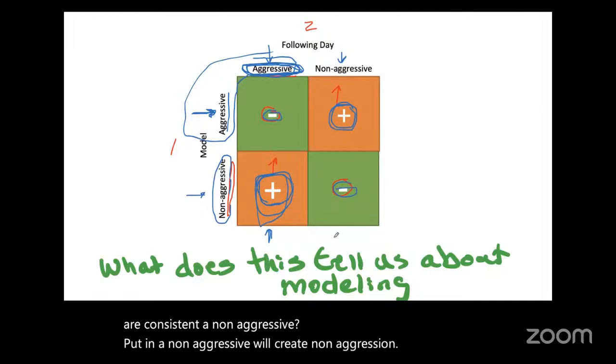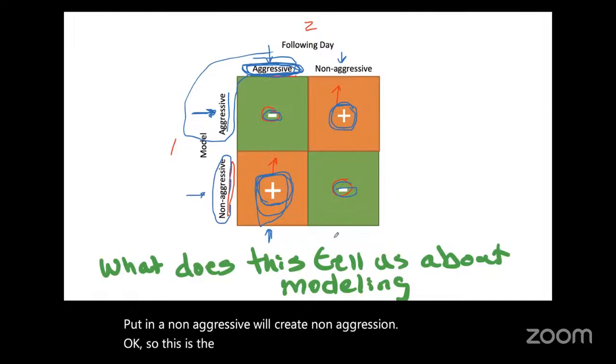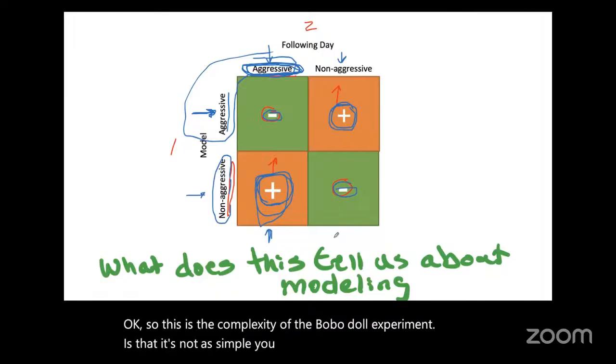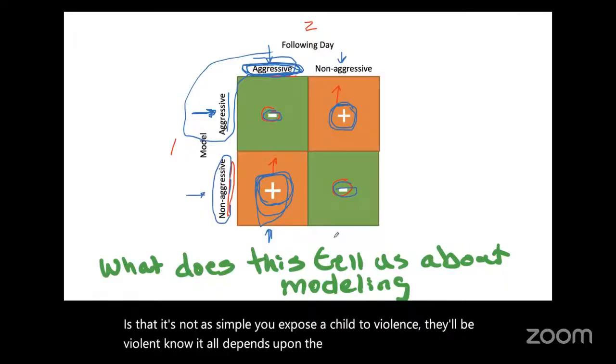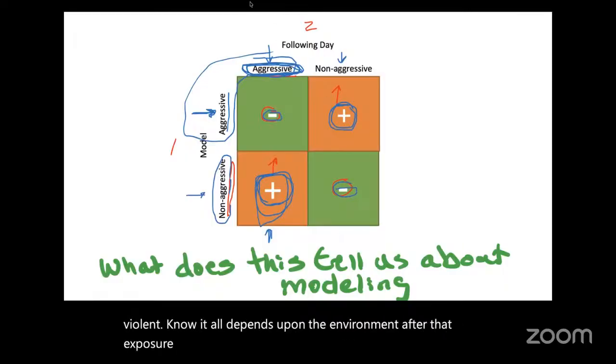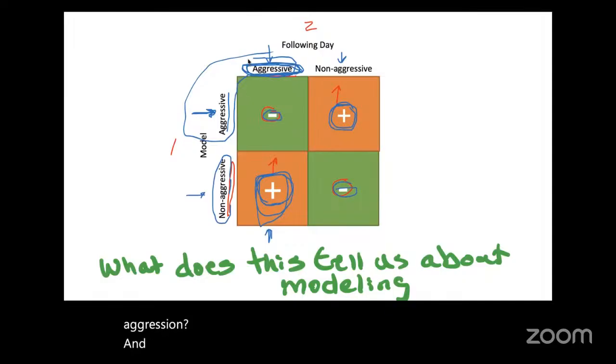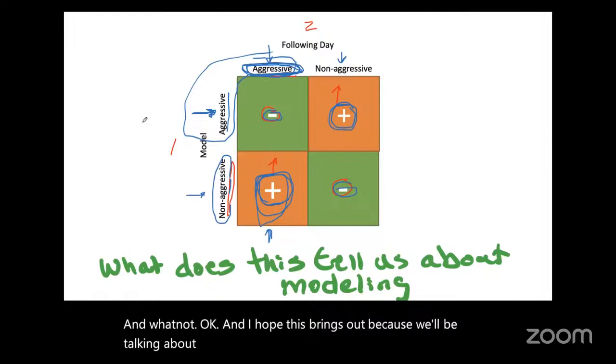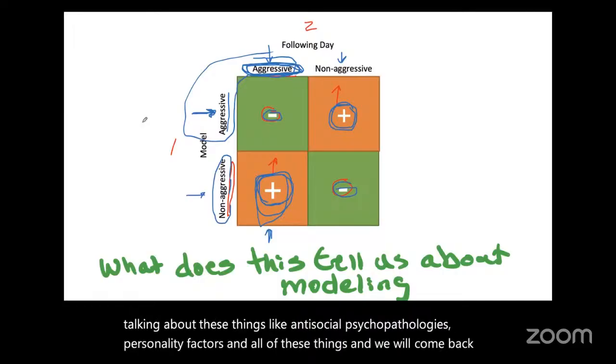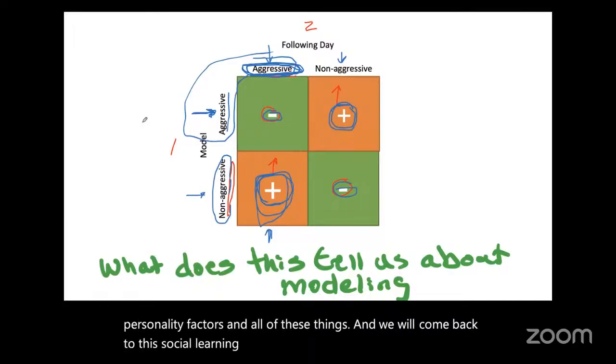Okay. So this is the complexity of the Bobo doll experiments, that it's not a simple, you expose a child to violence, they'll be violent. No, it all depends upon the environment after that exposure. What do parents and communities do with that aggression? And whatnot. Okay. And I hope this brings out, because we'll be talking about these things like antisocial psychopathologies, personality factors, and all of these things. And we will come back to this social learning example time and time again.